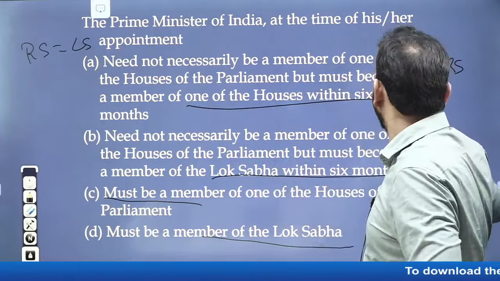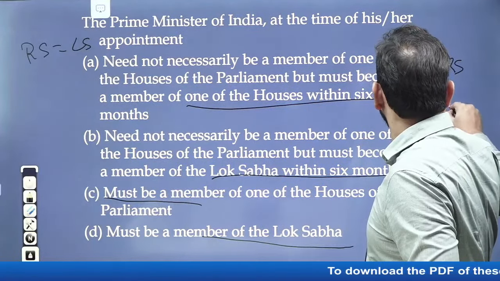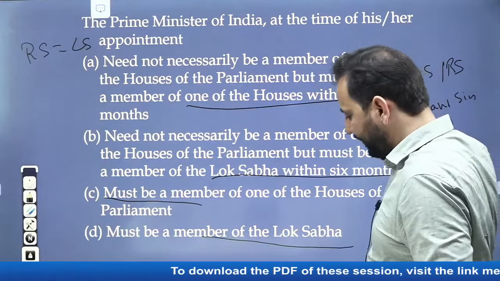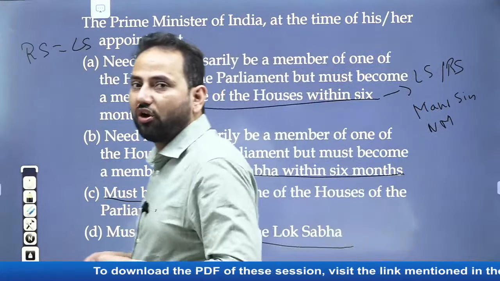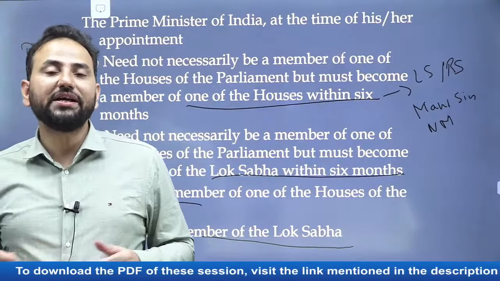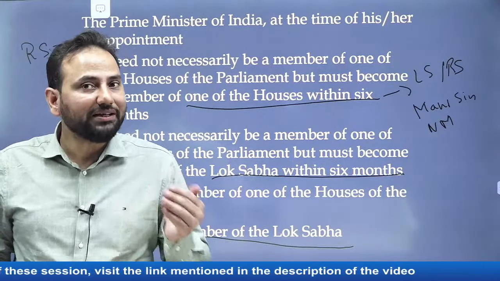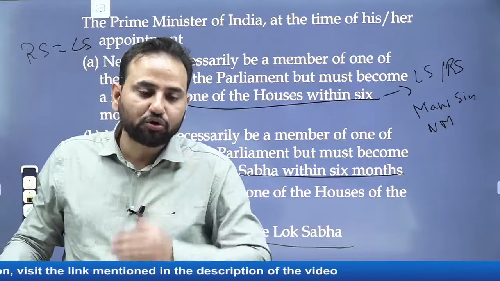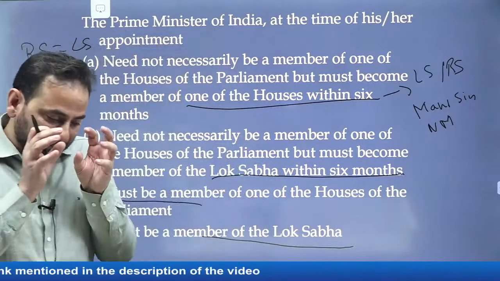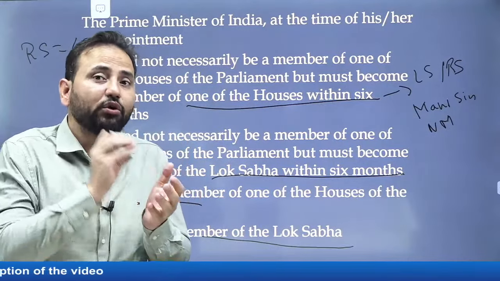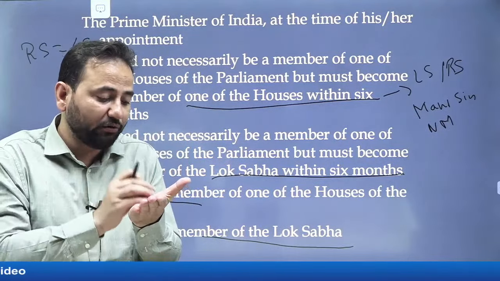Just see the example of Manmohan Singh, Narendra Modi and various other Prime Ministers of India. If you talk about Manmohan Singh, he was a member from the Rajya Sabha. If you talk about Narendra Modi, he is a member from the Lok Sabha. So this concept goes on with the passage of time that anyone can be a minister and need not be a member of the House. The only condition is the person should become a member of the House within 6 months.